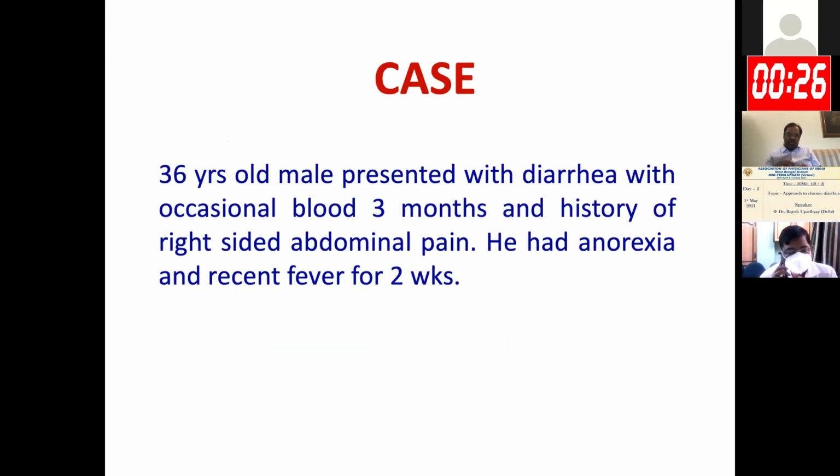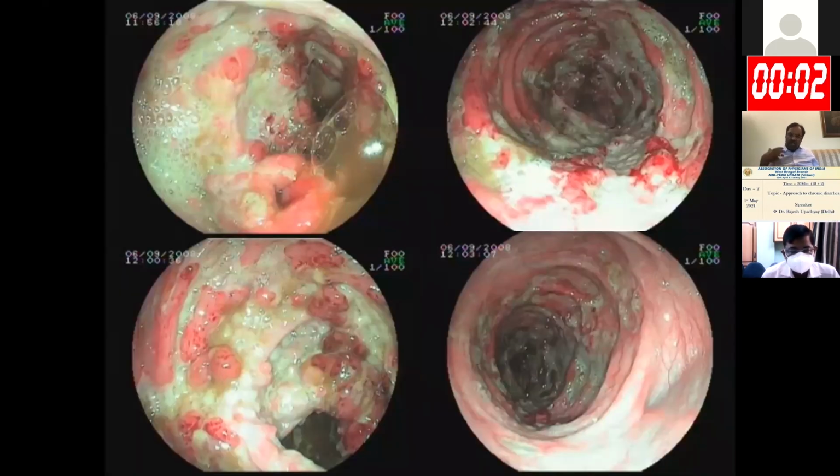Here is a 36-year-old male with diarrhea with occasional blood for 3 months, and a history of right-sided abdominal pain. So as I mentioned, where you have somebody with blood and right-sided abdominal pain, you would consider inflammatory bowel disease, tuberculosis, malignancy, etc. He also had anorexia and a recent fever for 2 weeks, and we did a colonoscopy. So again, for this sort of patient, you don't need the whole load of tests. Straight away, we went in for the colonoscopy, and this is a classical picture of Crohn's disease in the right side of the colon with a cobblestone pattern. So this is Crohn's disease.